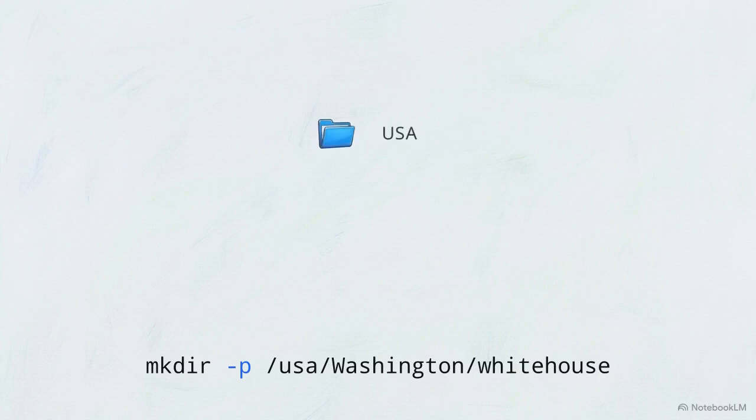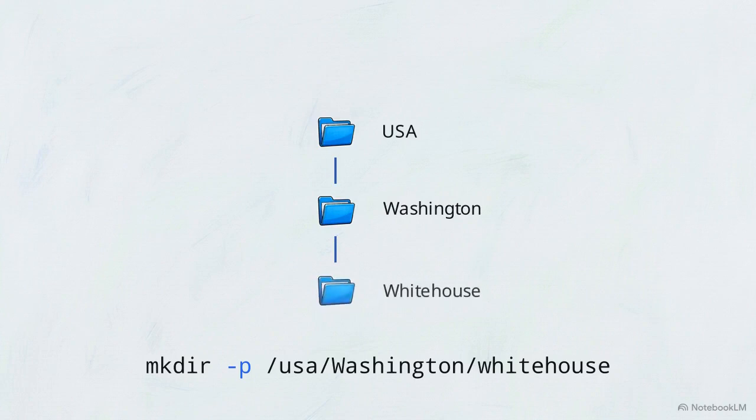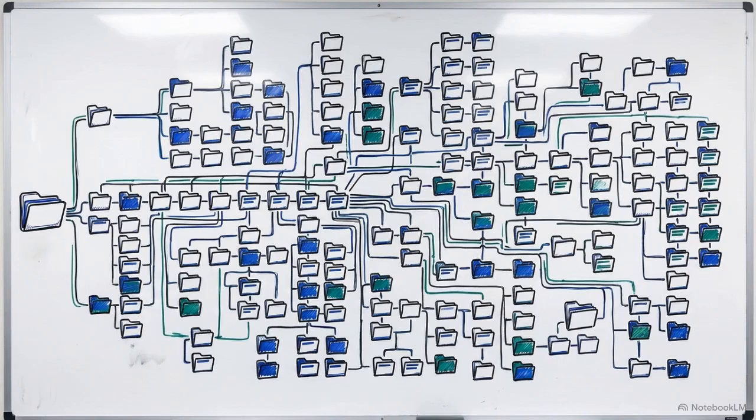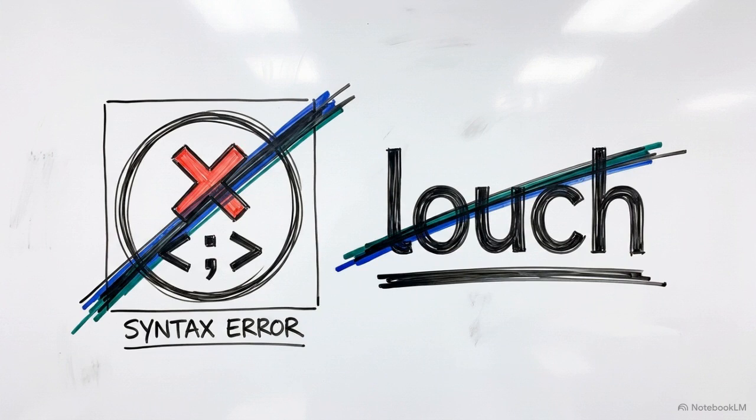When you need to build folders inside of folders, use the -p or parental option. This forces the system to construct the entire multi-level path, like USA, inside of Washington, inside of White House, in one continuous stroke. Understanding these basic syntax rules allows you to build entire file system hierarchies in a fraction of a second. Next, we need files to populate those directories.